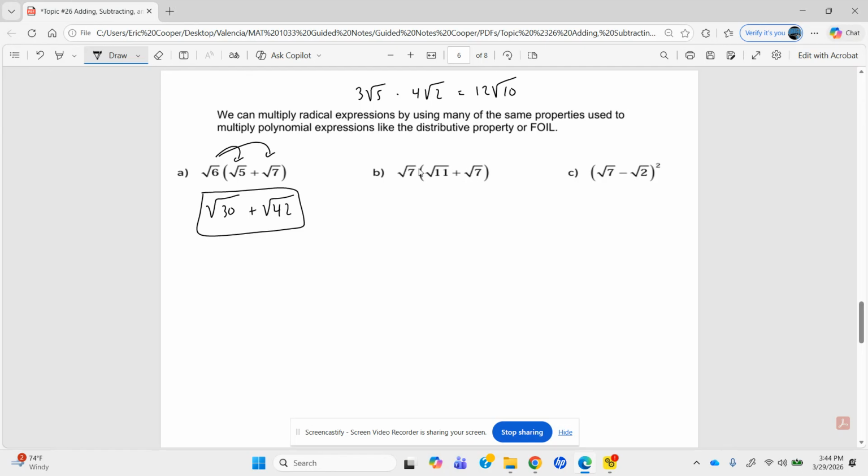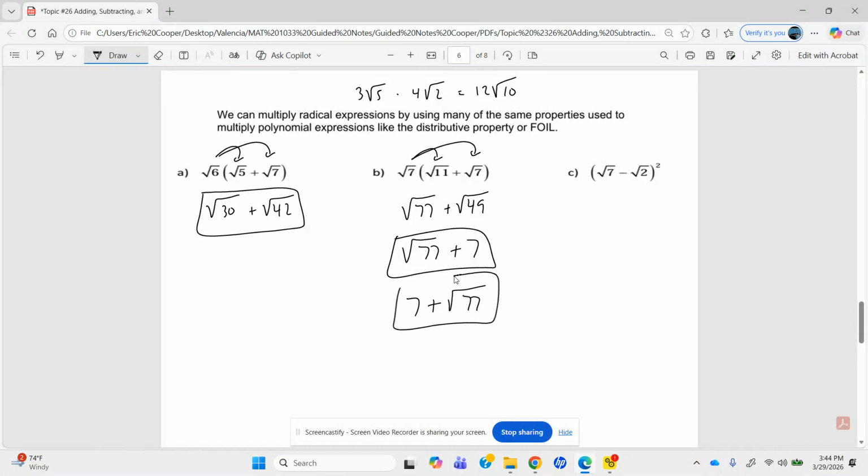For B, we don't need to look to simplify. 7 and 11 are all prime numbers, so we'll do it pretty much the exact same way. 7 times 11 is 77. 7 times 7 is 49. Now here, we can simplify this because the square root of 49 is a pair. Square root of 49 would become 7. These would not combine. So you would either leave your answer like this, you could also write it this way and be okay. Remember, when you square something, you multiply it by itself.